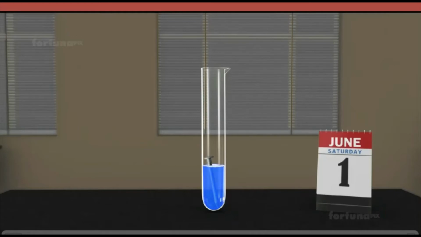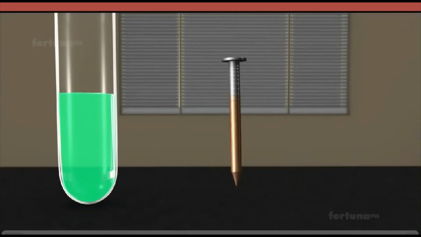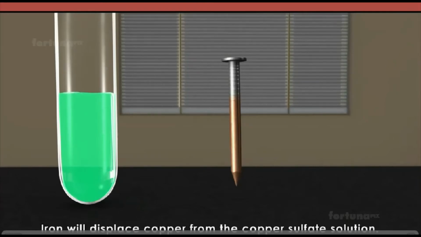Using a virtual lab, we will simulate the passage of time so that we can observe the results. After a week, the copper sulfate solution will be green and have turned into an iron sulfate solution, while the iron nail will have a coating of copper on it. In this displacement reaction, iron will displace copper from the copper sulfate solution.